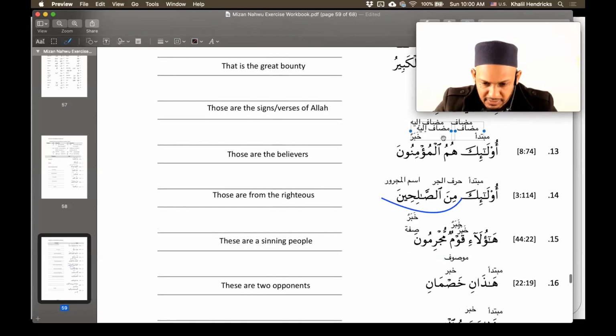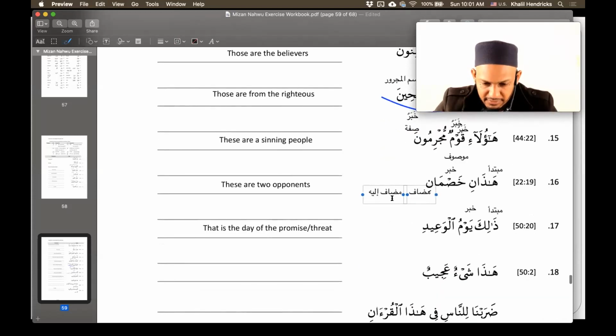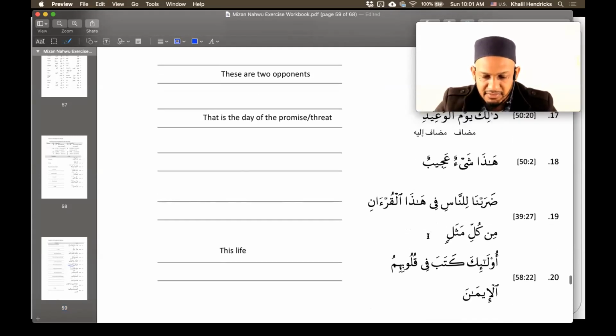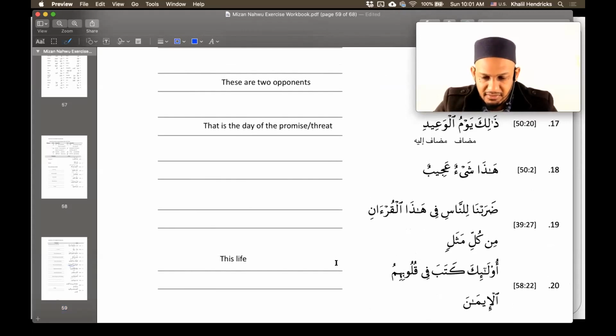So basically, dhalika is the mubtada because the word after it has no visible al. There is an invisible al there because it's a mudaf, but there's no visible al. So I add an is or a. Dhalika, that is, yawm is light followed by jar, so it's the something of something, the day of the promise. Perfect. Number 18, Bismillah, who wants to go? The easy one, هذا شيء عجيب.